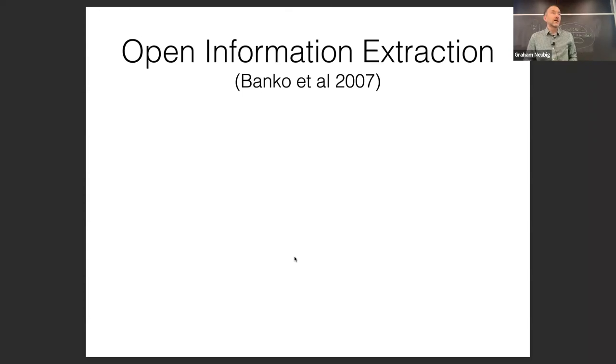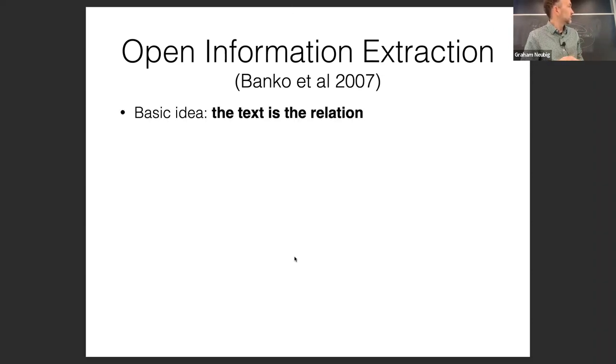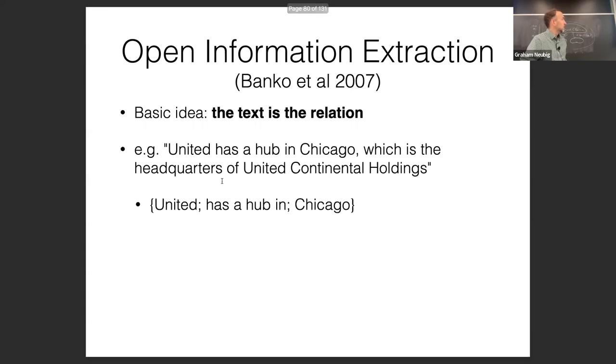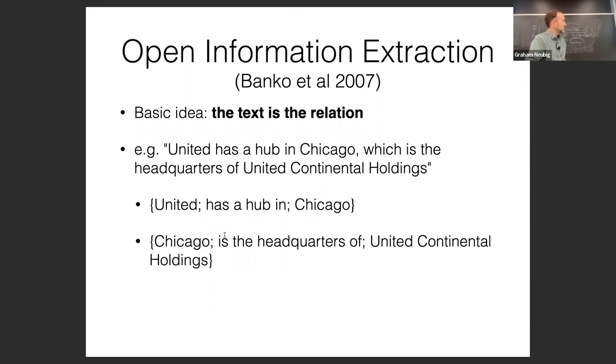So the thing that basically solves this for us is something called open information extraction. In open information extraction, the basic idea is that the text is the relation. So if we take a sentence, United has a hub in Chicago, which is the headquarters of United Continental Holdings, this would extract something like United, has a hub in as the relation, and Chicago. And Chicago is the headquarters of United Continental Holdings. So basically what you do is you identify entities and you identify the text between the entities.